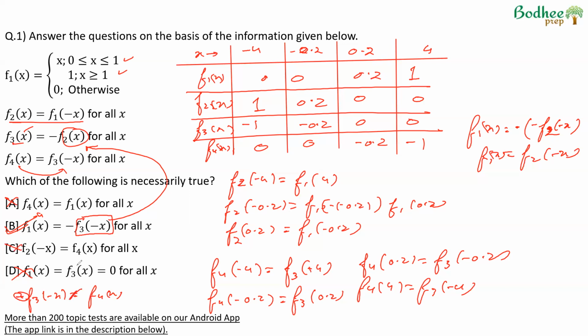This will not be equal. Again, putting the values, I think we can get option B. Otherwise, we could have worked like I have done here to get option B as correct. This will always give you the answer. Might take some time, but always gives you the answer.